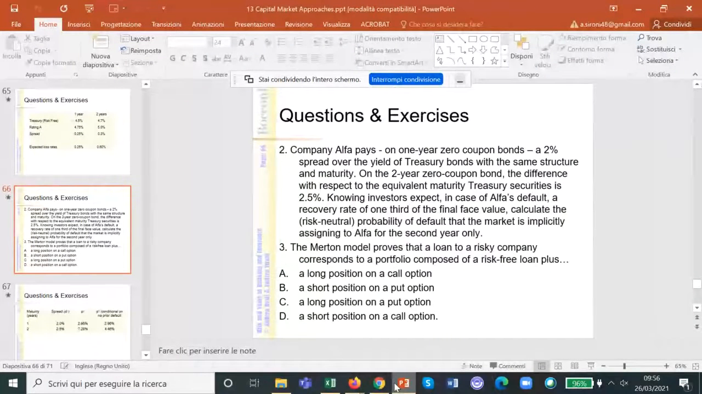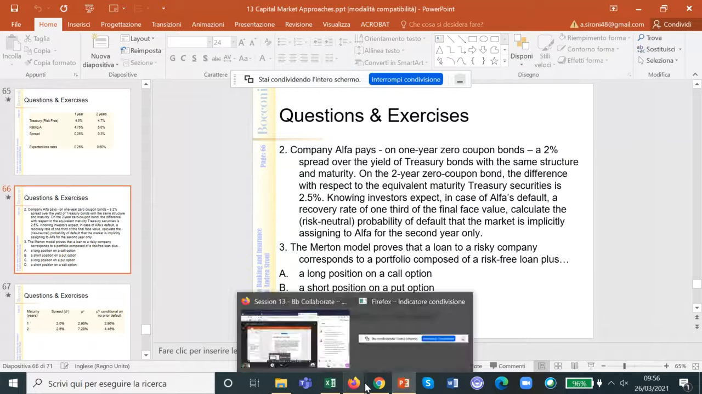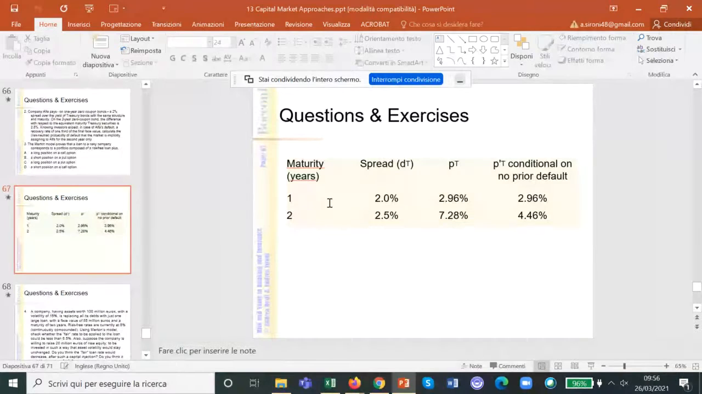Okay. And second question. Company Alpha pays on 1 year zero coupon bonds at 2% spreads over the yield of treasury bonds with the same structure and maturity. On the 2 year zero coupon bond, the difference with respect to the equivalent maturity is 2.5, so the spread is increasing. Knowing investors expect in case of Alpha default a recovery rate of 1/3, so in this case the recovery rate is positive. Compute the risk neutral probability of default that the market is implicitly assigning to Alpha for the second year. Again, we can use the same equations.